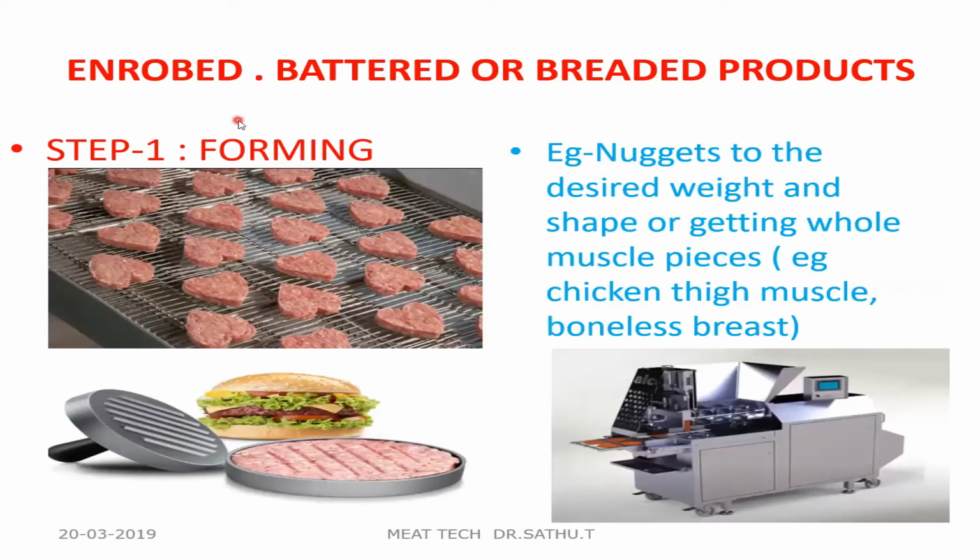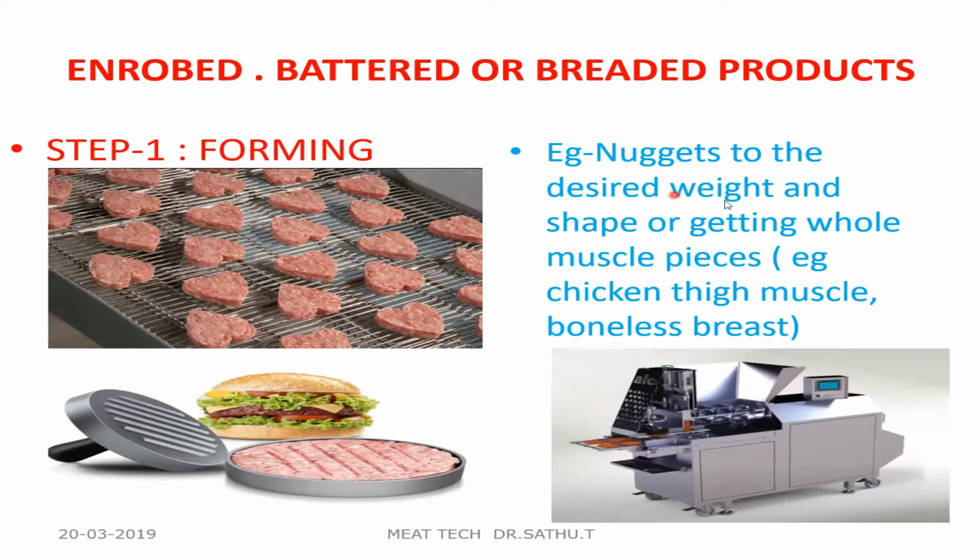So let's understand step by step. Step one is forming. Here we make the product into different shapes. In commercial production, we'll have the mold. It will be made into different shapes. So if you want to make cutlets or patties, whatever you want to make, you make it into a particular shape and a particular weight. Or if you go with small productions, we can even use the mold. Such types of mold can be used, and we make it into a particular shape, that is called forming.